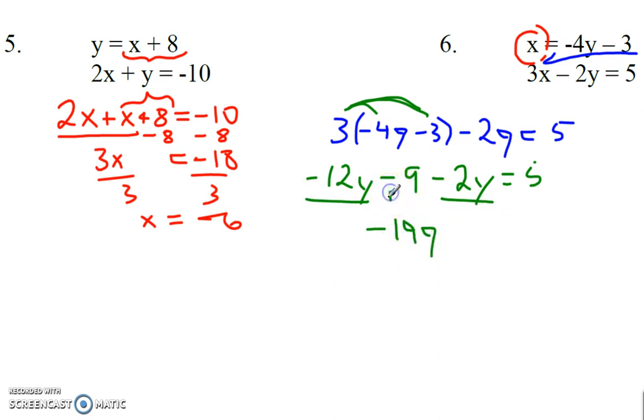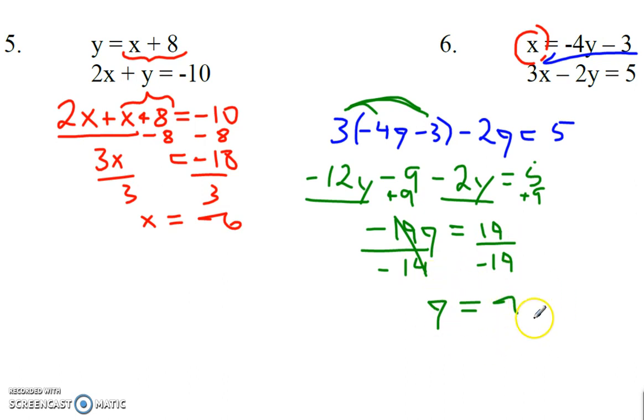And we're going to add the 9 to the other side. Negative 14y is equal to 14. Divide by negative 14, and y is equal to negative 1. Then I can plug that back in up here, negative 1, and I'll get negative 1.